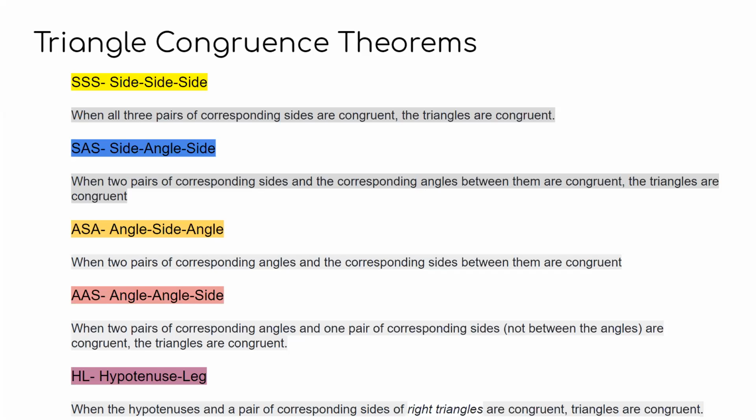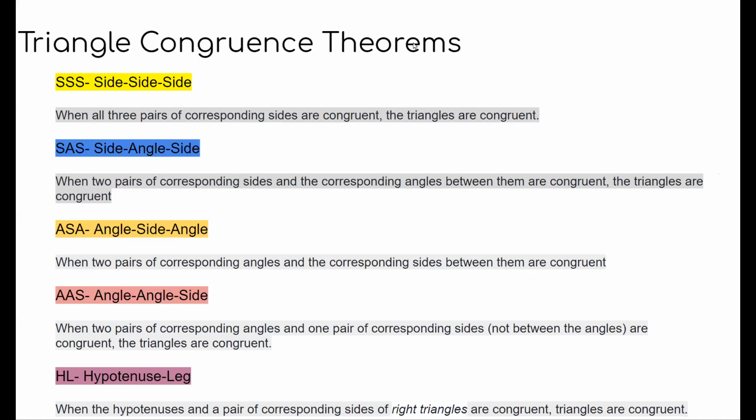And ASA, angle side angle. This is when two pairs of corresponding angles and the corresponding sides between them are congruent. Just try to visualize this. If you're given two angles on a triangle and you're given the side length in between those two angles, and you have two triangles where the angles and the side in between them are the same, then they're the same triangle, they're congruent.